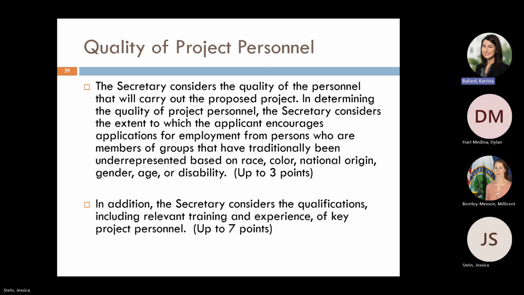Quality of project personnel. The Secretary considers the quality of the personnel that would carry out the proposed project. In determining the quality of project personnel, the Secretary considers the extent to which the applicant encourages applications for employment from persons who are members of groups that have been traditionally underrepresented based on race, color, national origin, gender, age, or disability, up to 3 points. In addition, the Secretary considers the qualifications, including relevant training and experience, of key project personnel, up to 7 points.